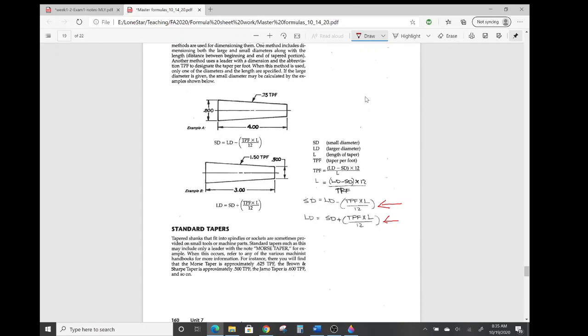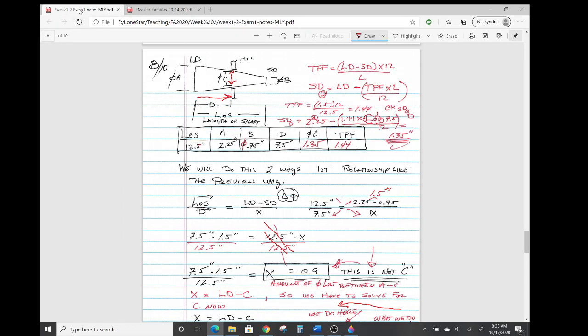So let's go back to the other exam notes. All right, so first thing we're going to do is find the taper per foot, because we were given the large diameter. Yeah, this is large diameter, this is small diameter. So A is the large diameter, and B is the small diameter, and we know what the length of the taper is, right? So we have everything: large, small, length, and taper. So we can figure out taper per foot. So let's do that. So we got 1.5.